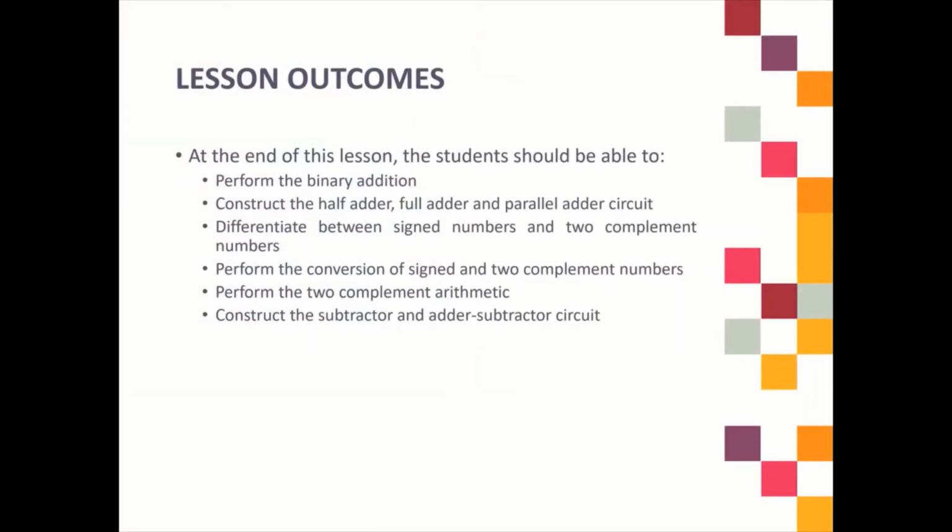This is the outcome for chapter 5. At the end of the lesson, the student should be able to perform the binary addition, construct the half adder, full adder and parallel adder circuit, differentiate between sign number and two's complement numbers, perform conversion of sign and two's complement numbers, perform the two's complement arithmetic, and the last one, construct the subtractor and adder-subtractor circuit.